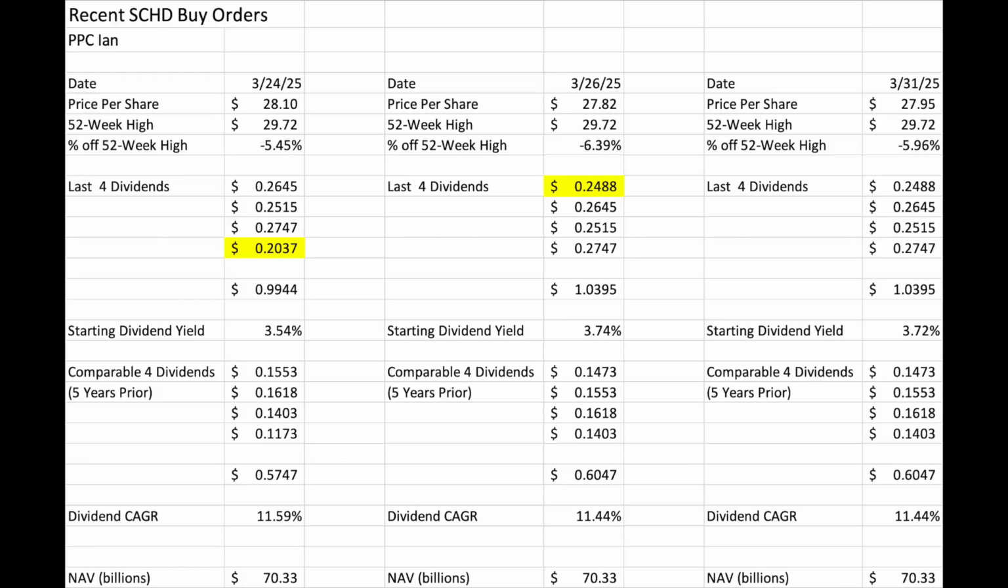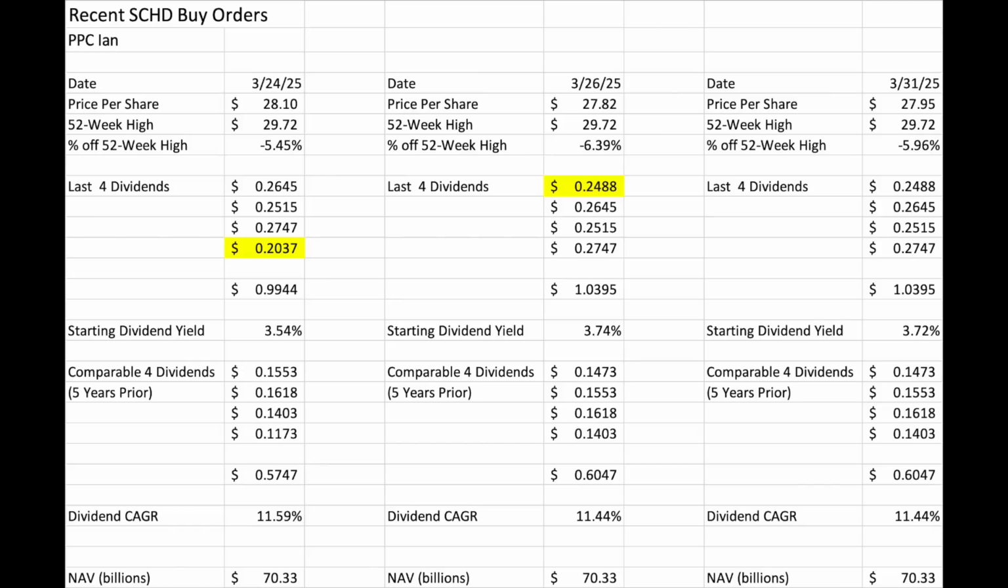But as you can see in my last few buy orders, in particular on this screen, nothing too exciting. The price per share has been hovering in the 27s and 28s. The starting yield, based on the last 4 dividends, has been hovering around 3.7%. And you can see the comparable 4 dividends from 5 years ago was quite a bit lower, putting the growth rate at upwards of 11% per year on average of that dividend. And what's crazy to see is the net asset value of the fund now is around 70 billion. So this is a very big ETF. A lot of investors like myself have come to rely on it.